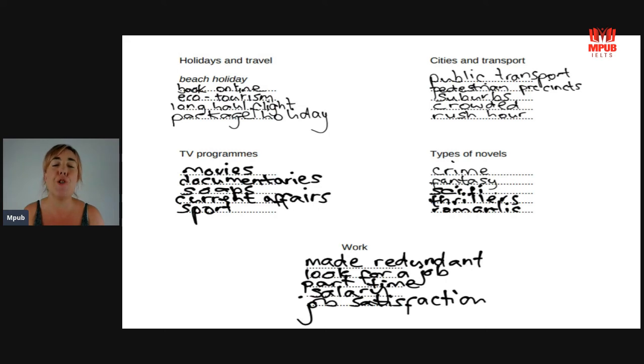And finally, job satisfaction. So, for example, for me, I love teaching. When students pass exams, when students go to university, I feel very, very happy. I'm very proud of them. So that means I have job satisfaction. Okay, so a lot of vocabulary there.